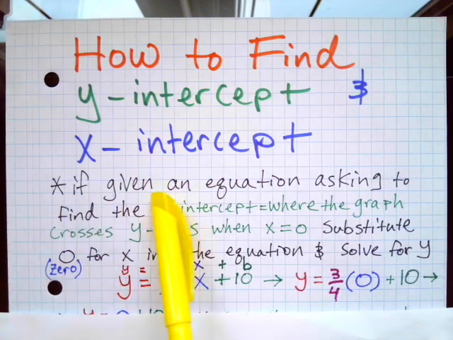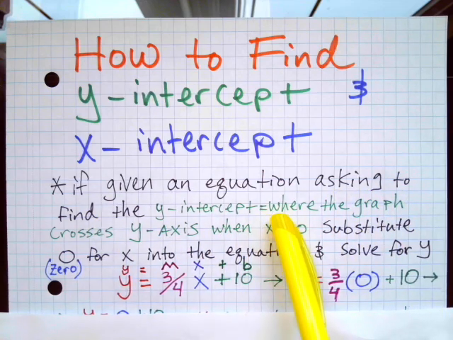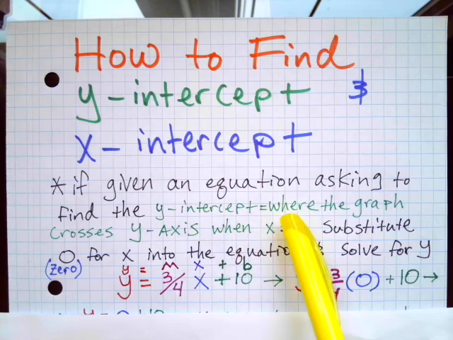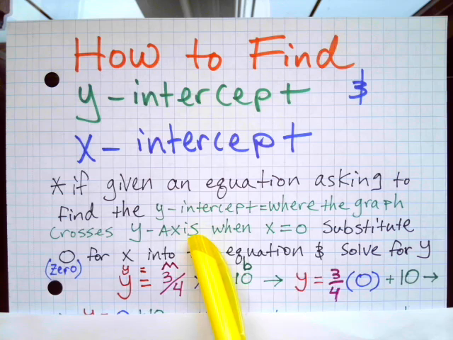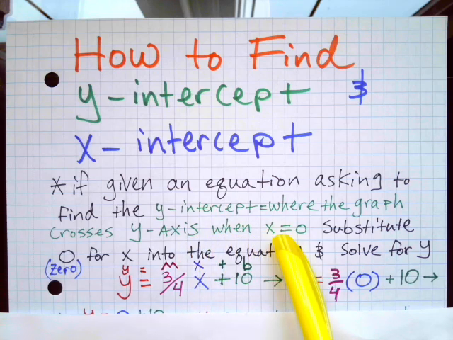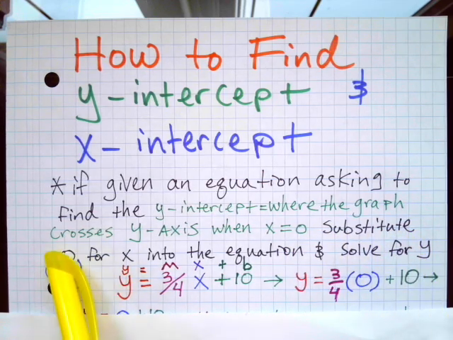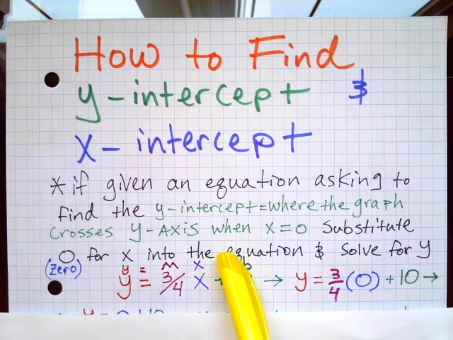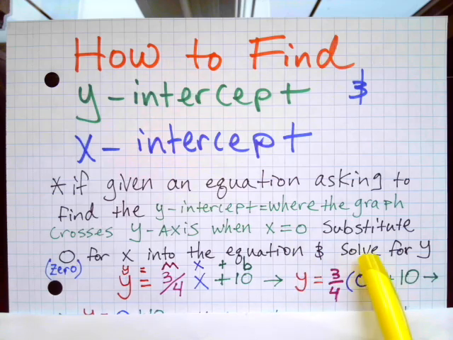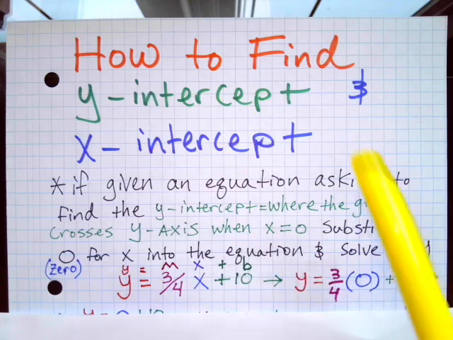So, if given an equation asking to find the y-intercept, the y-intercept is where the graph crosses the y-axis when x equals 0, okay? So what you'll do is substitute 0 for x into any equation, and then solve for y. That will give you your y-intercept.